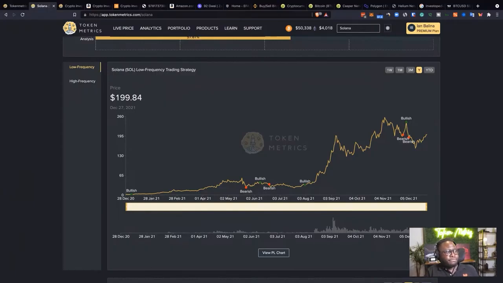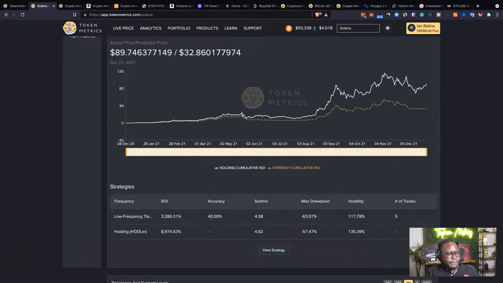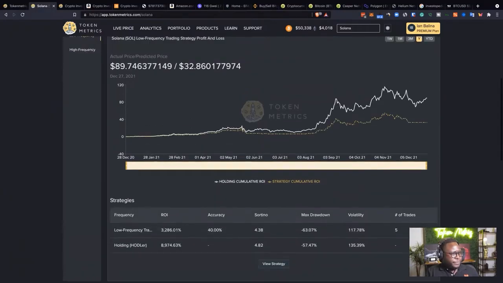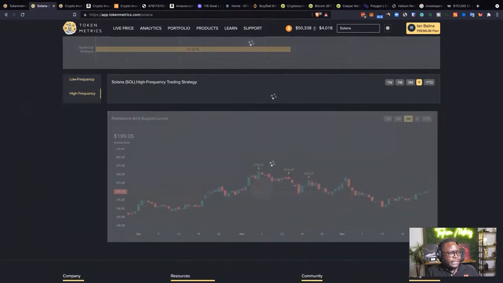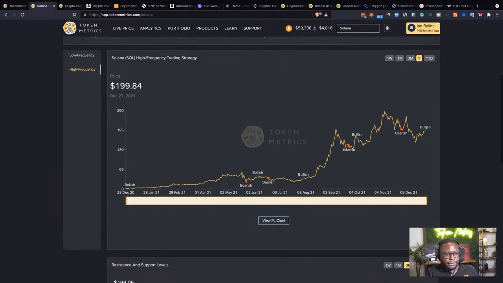But for us, look, for example, we have a low frequency trading strategy. This is designed to not trade as much, right? To help you capture these large rallies, but to also help you get out of any crashes, right? So if we go to view profit and loss, okay, if we go to high frequency, this one does a lot more trading, but with trading, you have to factor in the trading fees, because that does cut into your profit and loss. But if you're trading a lot, you could also get out of a huge crash, right?